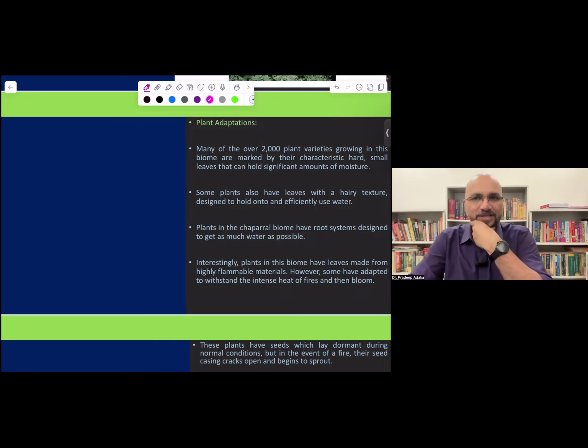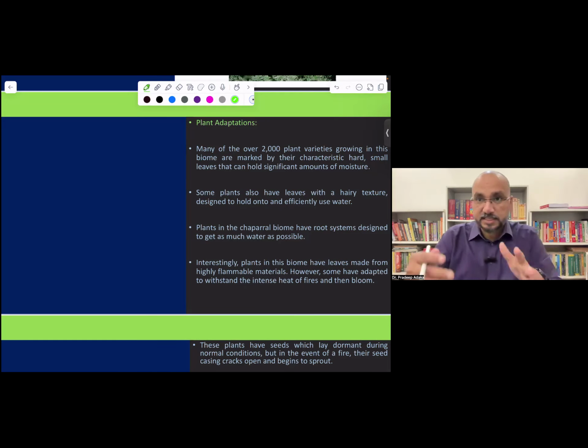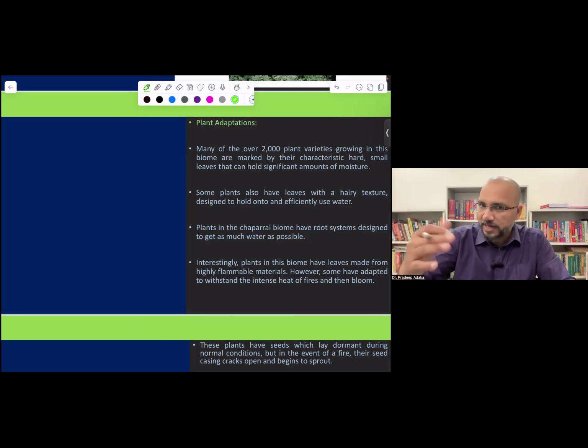Okay, so now plant adaptations. Because the summers are dry, in order to survive the dry summer without any precipitation, the plants need certain adaptations. Let us look into what kind of adaptations they have. This is what interaction is: biotic and abiotic factors interacting. Through adaptations, you will understand how they are interacting. There are more than 2000 plant varieties growing in this particular biome.